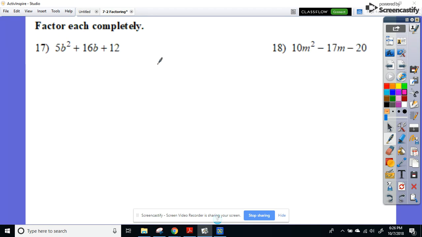Factor completely. Okay, looks like A, the leading coefficient, does not equal 1. So step number 1 is to check for a GCF. Always check for a GCF. 5 is a prime number. That's just 5 times 1. 16 is 2 times 2 times 2 times 2. It doesn't have a 5 in it, so it doesn't matter if this one does over here or not. That's 2 times 2 times 3. So there's no GCF.